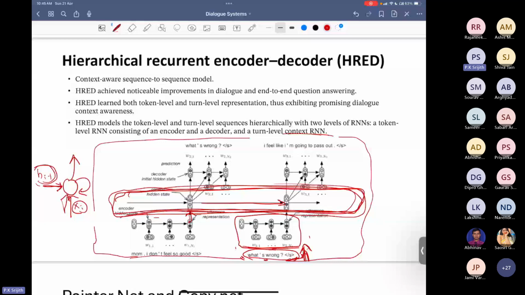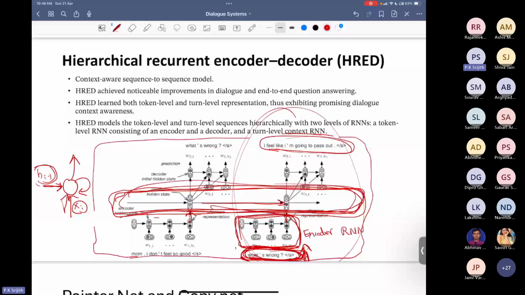This is the system at a particular turn. This is one particular turn, and to this RNN that you have, you pass as input an encoding of this user message. The encoding of the user message is done using another RNN, an encoder RNN. So what we have here is the encoder RNN, which encodes the user message to get some hidden representation corresponding to this particular user message.